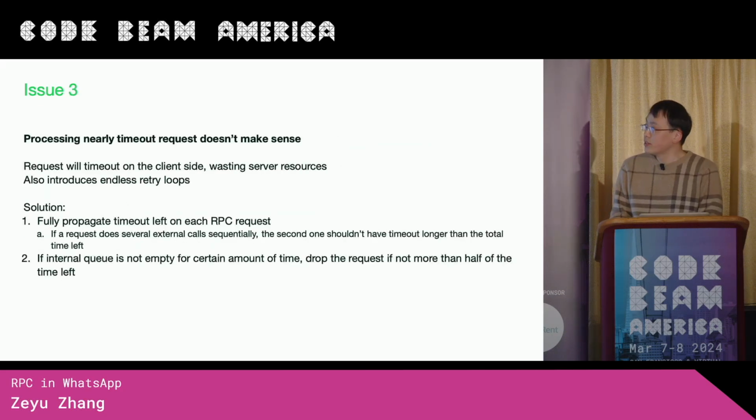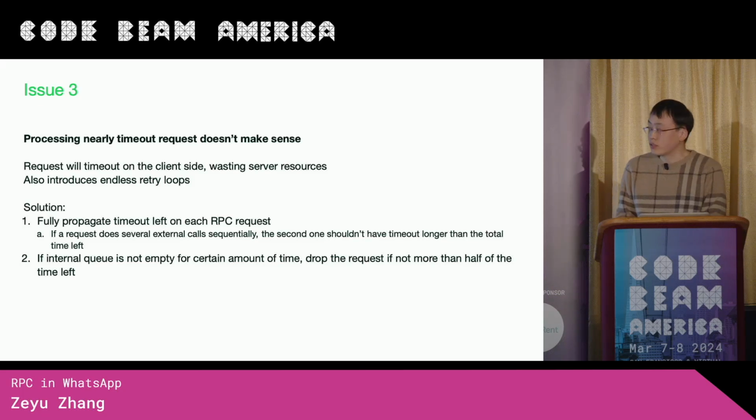The third issue is that we mentioned we have an expiring logic for requests in the internal queue. But we found that processing nearly timed-out requests also doesn't make any sense, because even if you process the job, by the time your reply arrives the client has very likely already given up. So it wastes server resources, introduces endless retry loops, and makes things even worse.